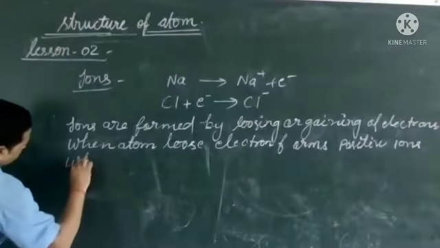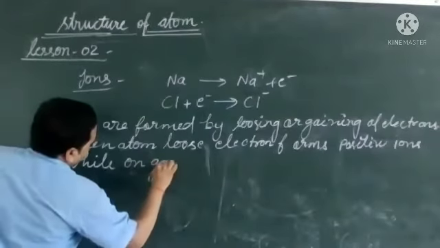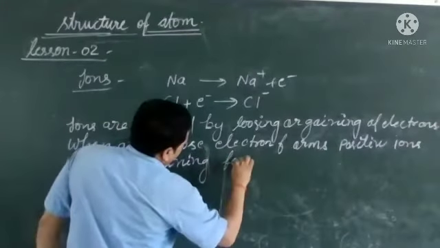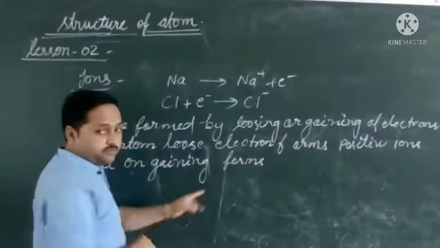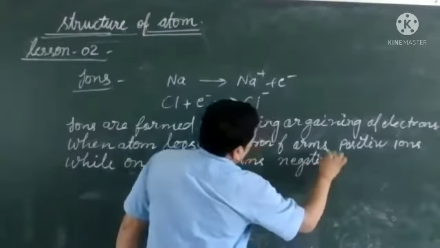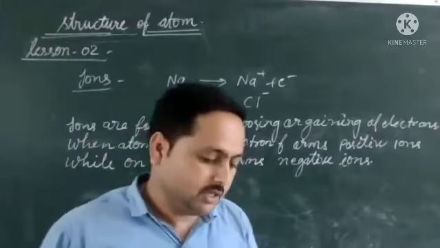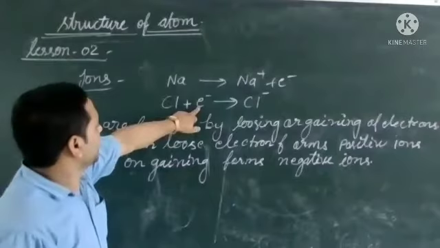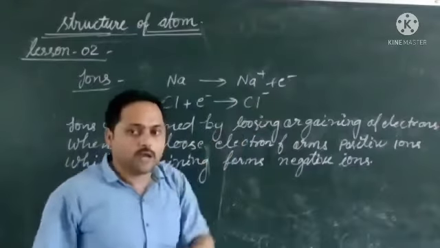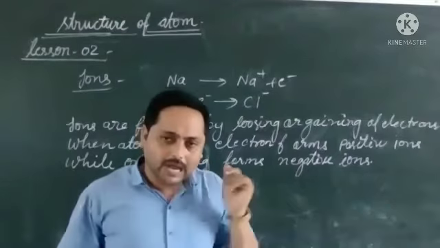While on gaining electrons, they form negative ions. One more point I would like to add. So here, if it is gaining, it forms negative ions, and if it is losing, it forms positive ions. One more very important point, and this question is asked in competitions, but I will tell you here.